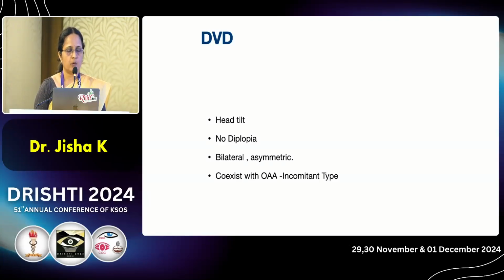Most of the time it is bilateral, but it is asymmetric. And it can coexist with oblique overactions. The diagnosis becomes very difficult and complicated when it is coexisting with oblique overactions, either superior or inferior. And that may be the reason for incompetence of the vertical movement that you observe with dissociated vertical deviation.